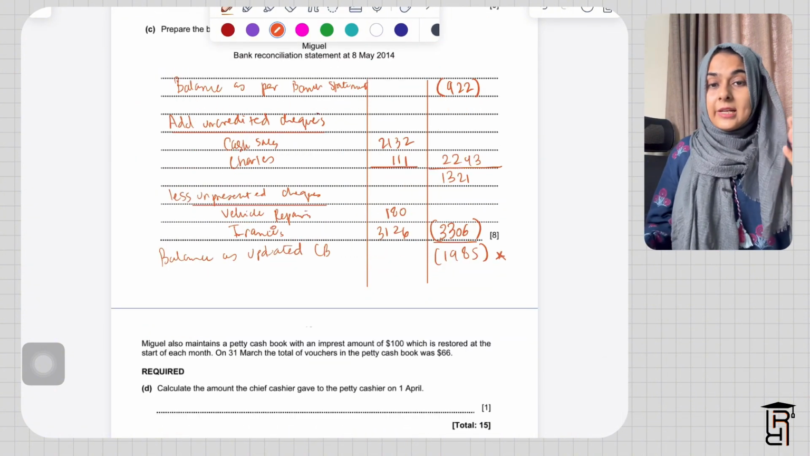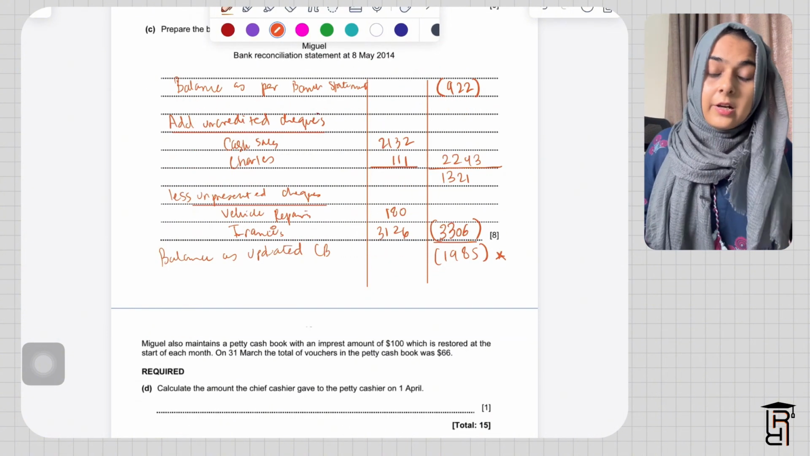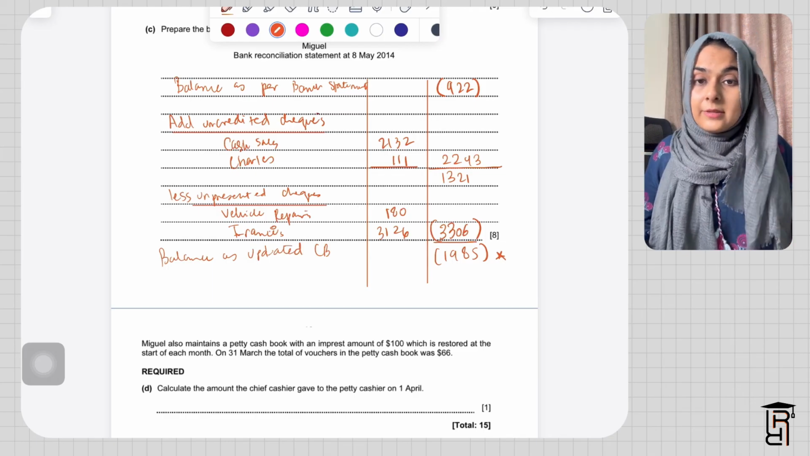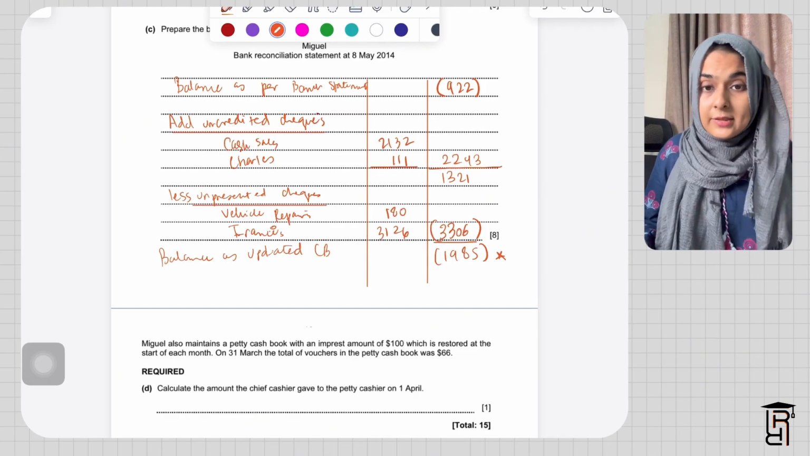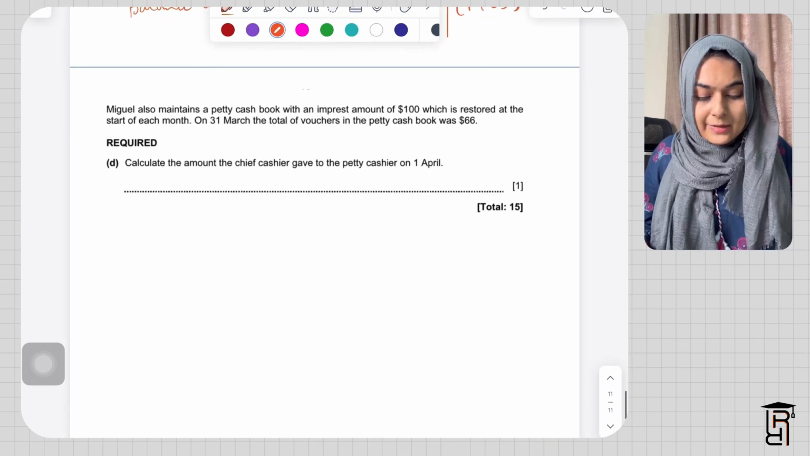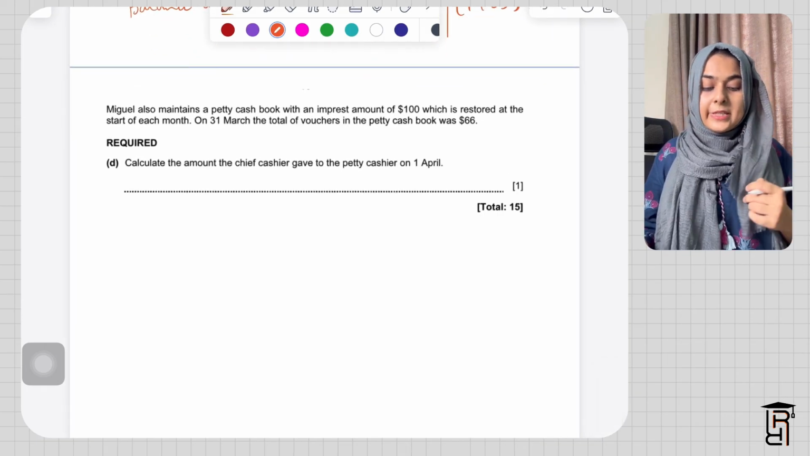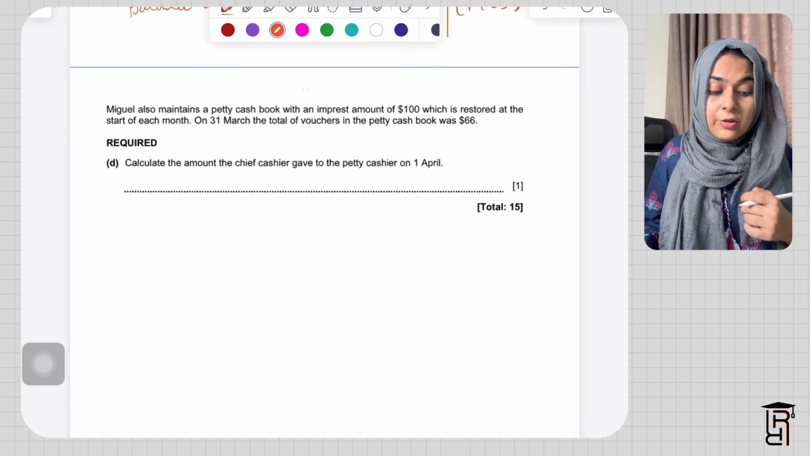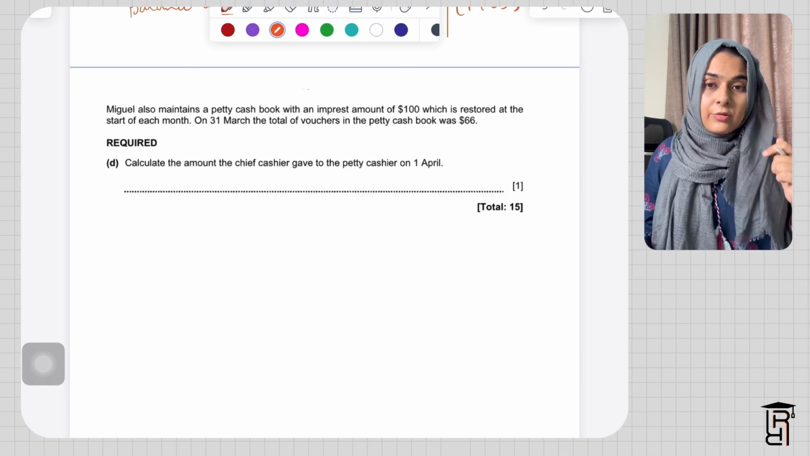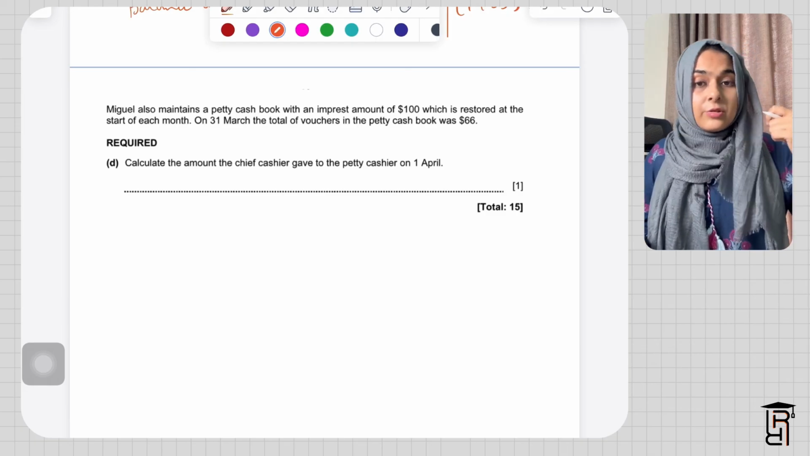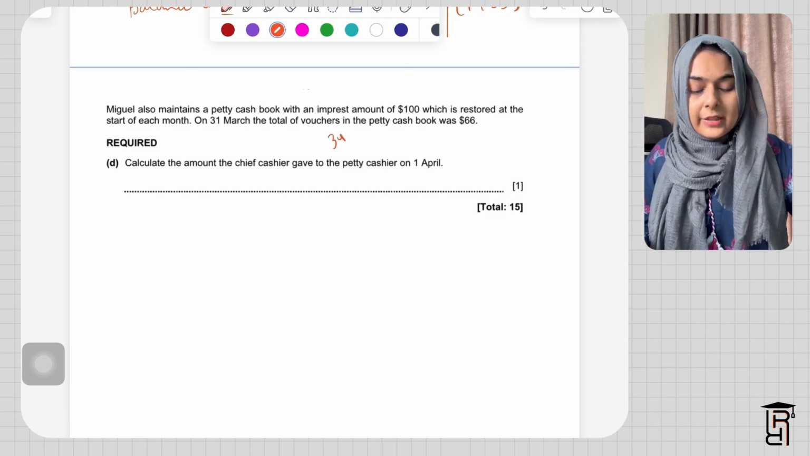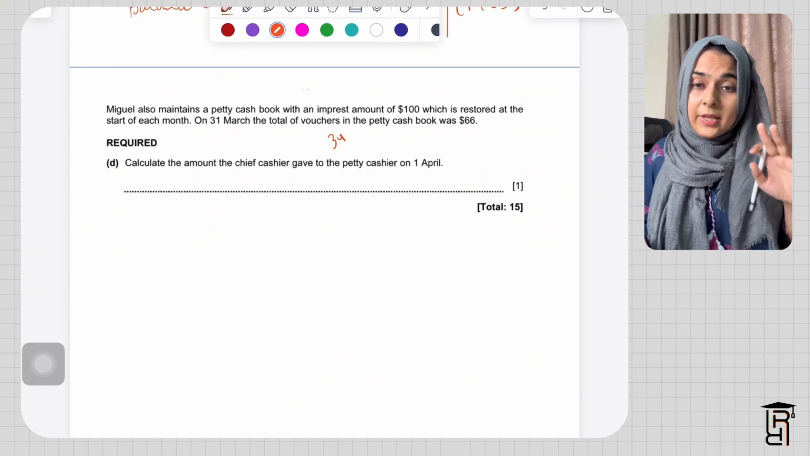Now you guys know that our bank statement balance and our cash book balance have reconciled. Now in the next part, they're saying Miguel also maintains a petty cash book with an imprest amount of $100, which is restored at the start of each month. On 31st March, the total vouchers in the petty cash book was 66. So that means they have spent 66. So they are left with $34. $34 is what is remaining in the petty cash book.